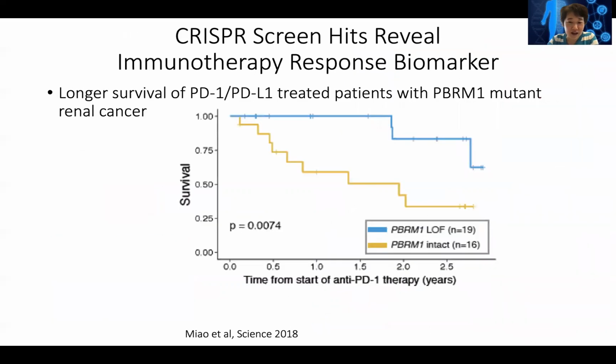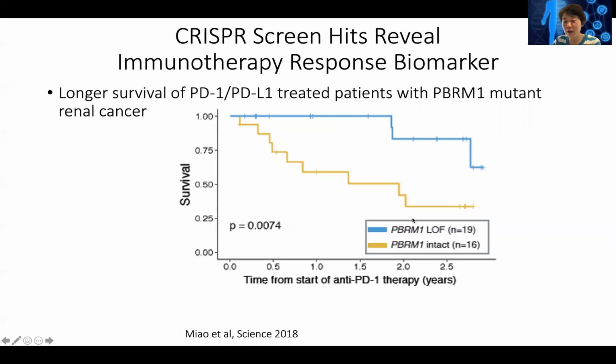And it turns out there was a companion study that showed that in kidney cancers, when the patients are treated with immunotherapy, this is kidney cancer treated with PD-1 or PD-L1, and if the patient has a loss of PBRM1 from mutations, when the PBRM1 is mutated, those patients actually will respond better to the PD-1 treatment. So you can see here, if it has the PBRM1 loss, those cancer cells are more sensitive to T cell killing, and they will respond better to PD-1 treatment, and the patient will live longer.